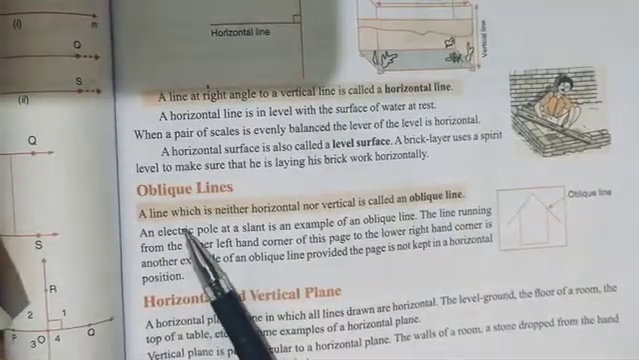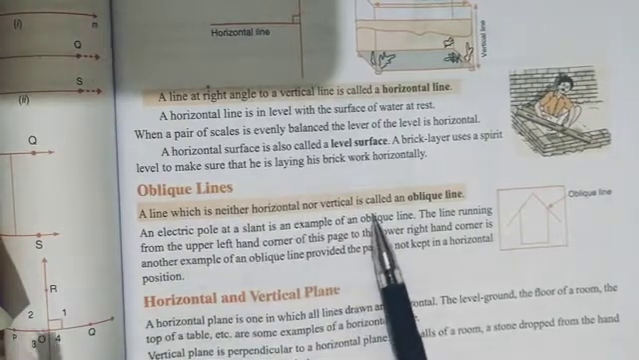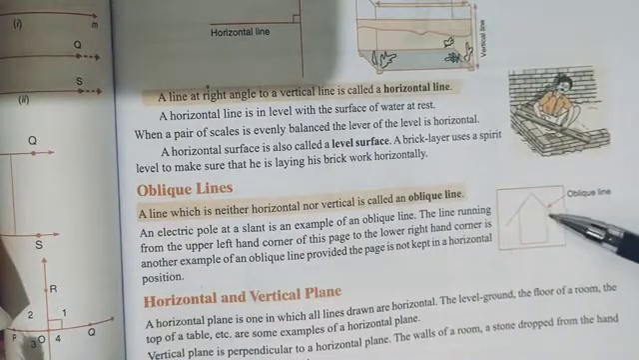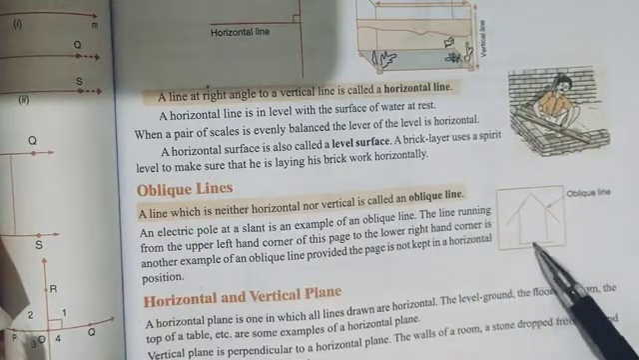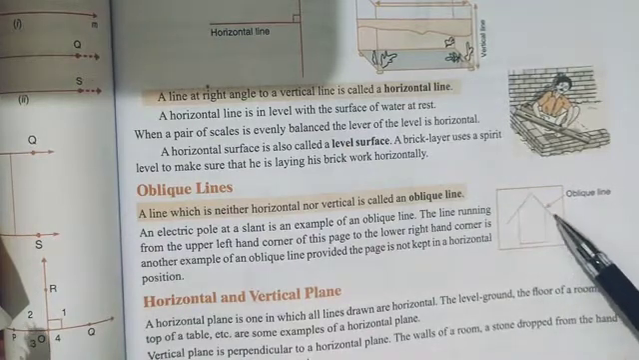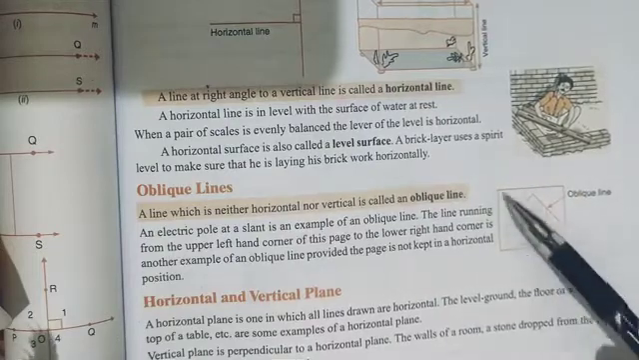Now the next is oblique line. A line which is neither horizontal nor vertical is known as an oblique line. So you can see here, this is the vertical line, this is the horizontal line, and this is the oblique line. This is also an oblique line. This is horizontal, this is vertical, horizontal, vertical.